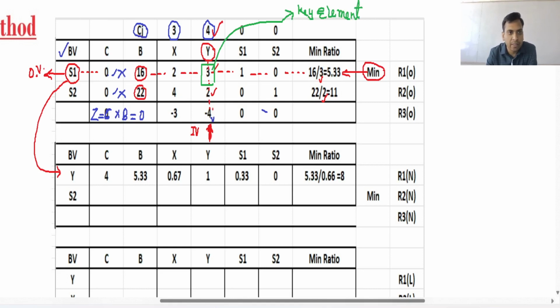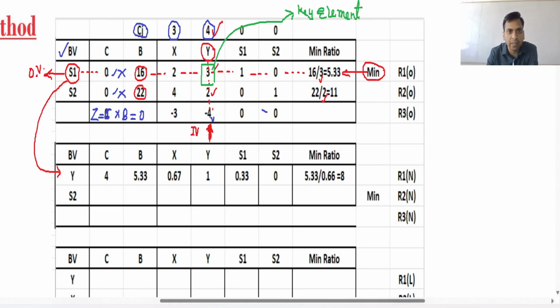Now to find this y row, we will divide the outgoing vector row, that is 16, 2, 3, 1 and 0, by the key element, number 3. So you will see 16 upon 3 is 5.33, 2 upon 3 is 0.67, 3 upon 3 is 1, 1 upon 3 is 0.33, and 0 upon 3 is 0. This is the resultant of the key element row.